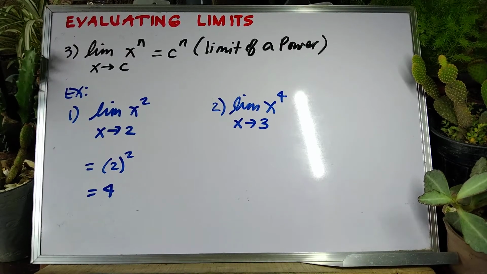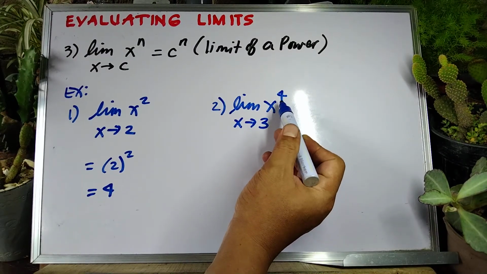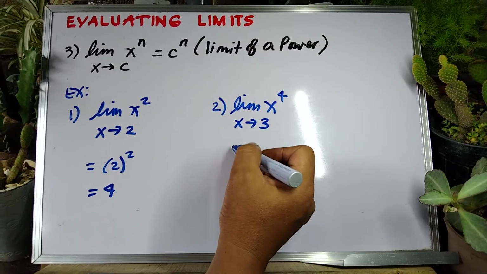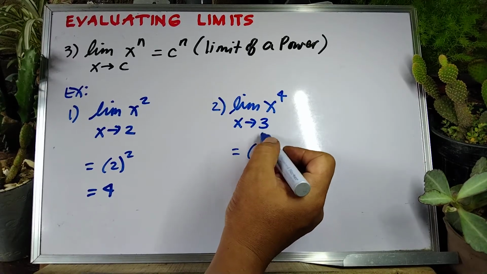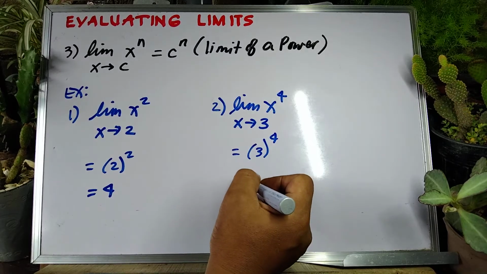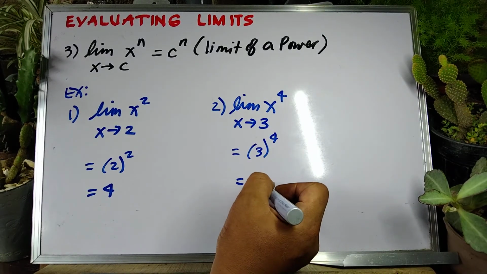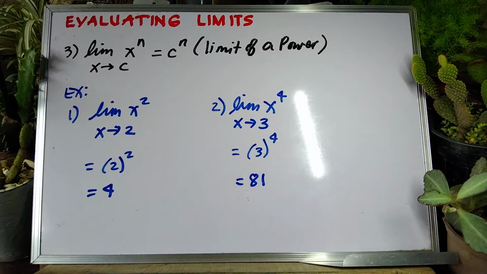What? The value of x. So, ito lang yan. The limit of x to the power of 4 as x approaches 3, that is simply equivalent to substitute the value of x, which is 3, to the power of 4. Then simplify. What is 3 to the power of 4? That is 81. Okay?